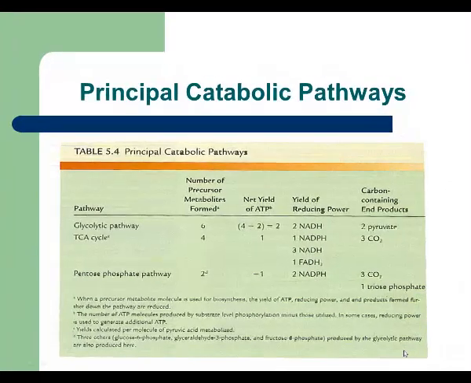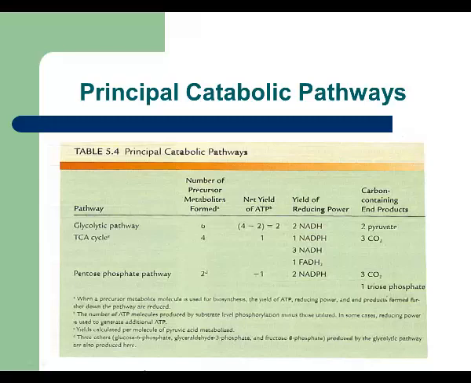Alright, let's get back to catabolic pathways. Remember, in catabolism, there are three catabolic pathways: glycolysis, TCA cycle or Krebs cycle, and the pentose phosphate pathway. Altogether, those three pathways form 12 precursor metabolites. Let's look at this chart and talk about those pathways separately and in a little bit more detail.